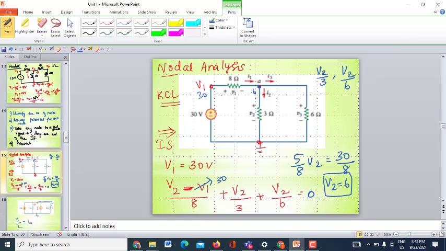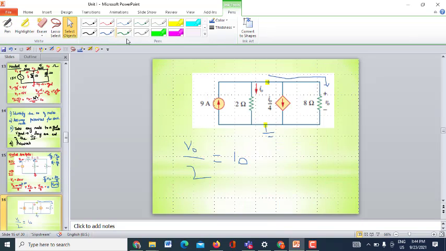Current will always flow from the higher potential to the lower potential. So it is (30 minus 6) divided by 8, that will be your I1. What is 30 minus 6? 24, divided by 8. That is your current I1. This is your I2, this is your I3. This is how we find the currents, and the respective voltages: once you know the current, the product of current and resistance will give you the voltage. Okay, so let us go for the next problem.